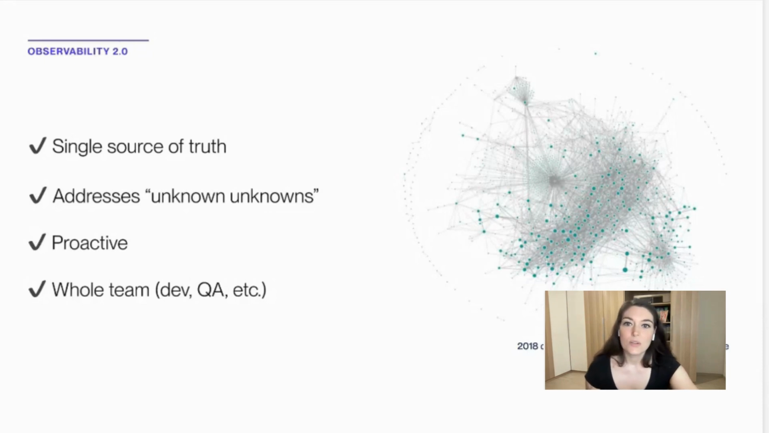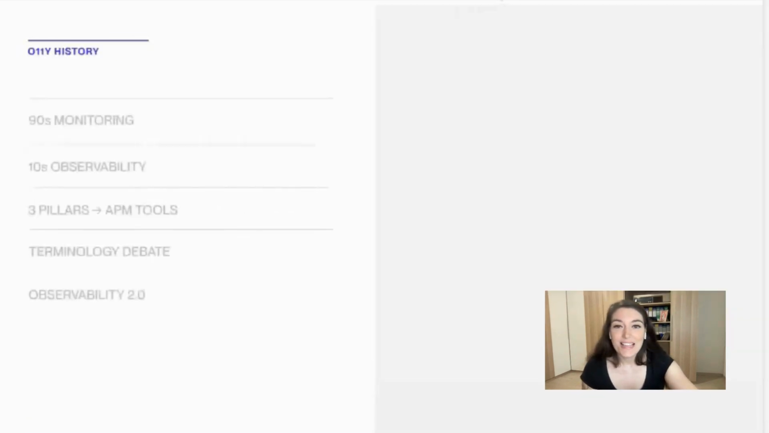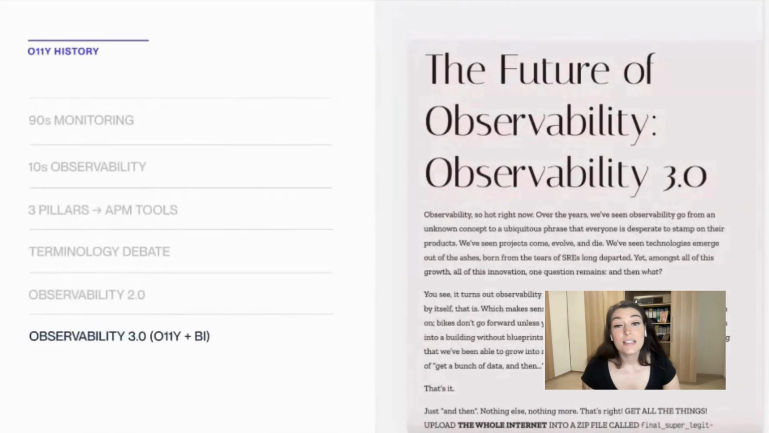Some emphasize the single source of truth like Charity. Others emphasize more the importance of extending observability to the entire team. Okay, so going back to that history lesson, in December of last year, Hazel Whitley, a senior lead software engineer, proposed another version of Observability 3.0.